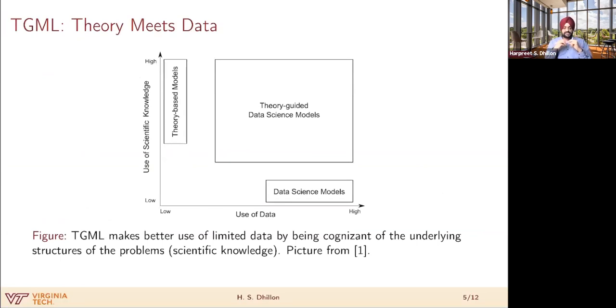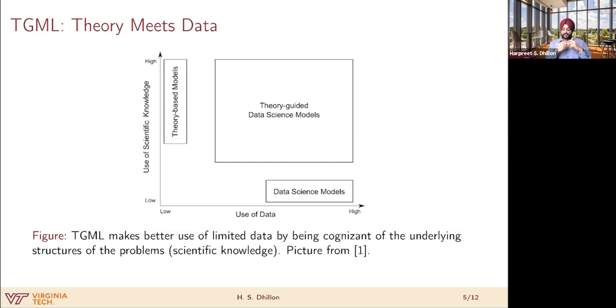Right, so let's take a very quick picture that I took from the first reference that I quoted on the first slide. Here we are comparing the use of scientific knowledge with the use of data, and where each technique fits in. On the x-axis, I have use of data going from low to high, from left to right. Similarly, on the y-axis, we have use of scientific knowledge. Think of use of theory, for example.